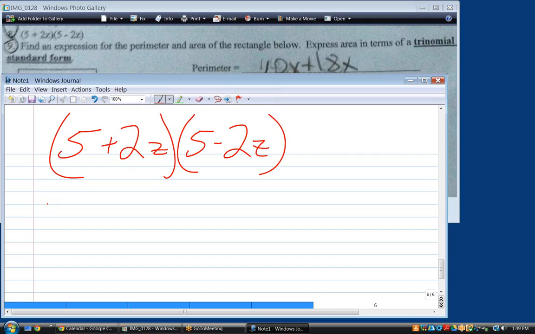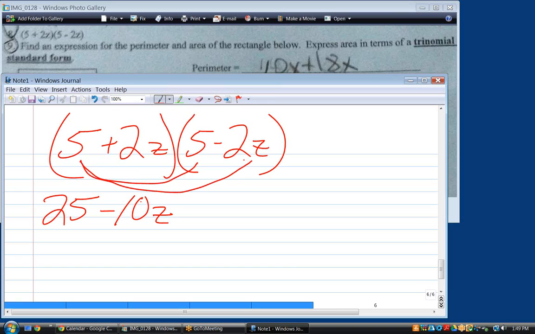So the first one, 5 times 5, would be 25. And then the next one, would that be 10z? Minus 10z. In other words, I'm doing that, and then I'm doing that. Now I'm going to do this, and then this. So then we have plus 10z.